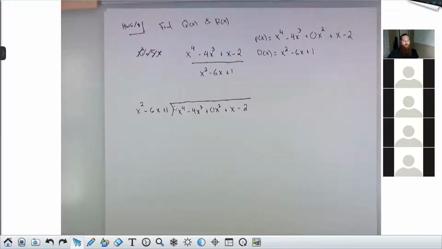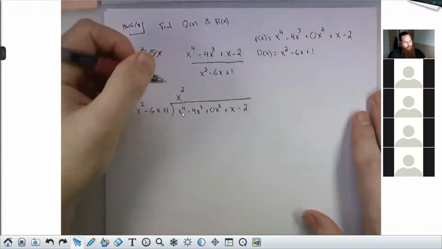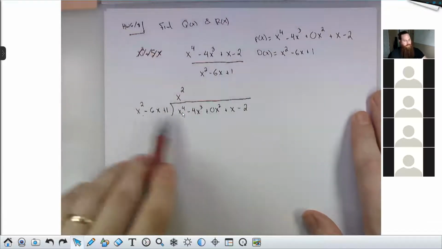Again, what we want to do is look at the lead term here and the lead term here. I ignore all the other terms except for the front term, the highest order term. By what polynomial must I multiply x squared in order to turn it into x to the 4? So x squared times x squared is x to the 4. So my very first term in the quotient is x squared, because this times this is this.